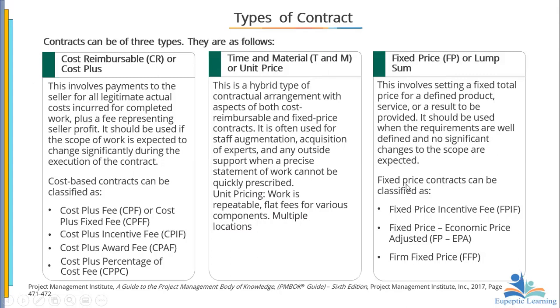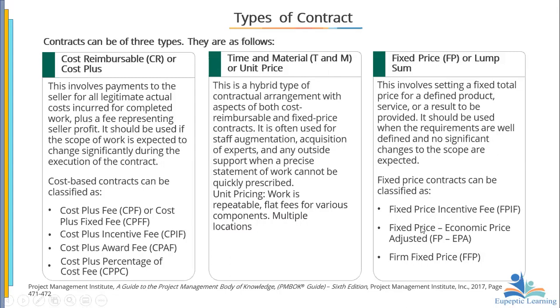Now, among this is what we call the fixed price incentive fee. Okay, so you're going to do the project, but then if you are able to achieve this, we are going to give you this particular fee. Okay, maybe if you are able to cut down cost, this is how much we are going to give you in addition to what we are giving you.